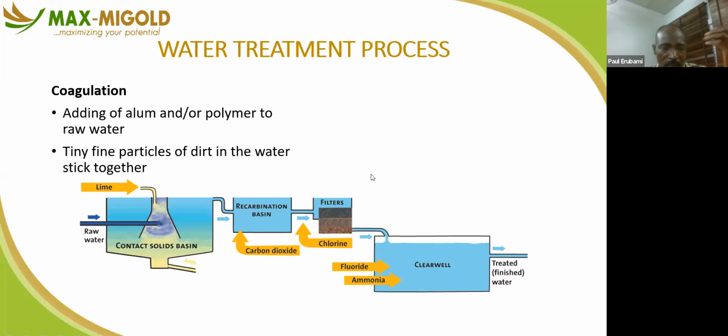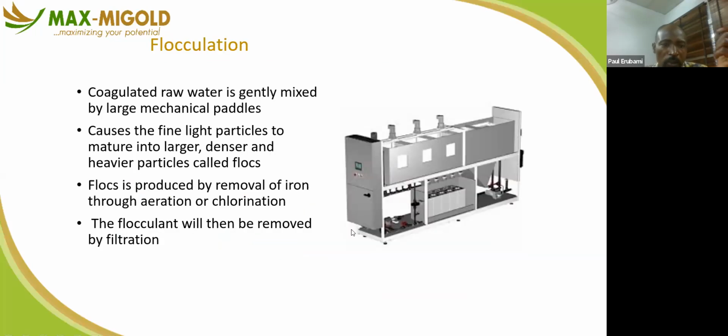So what are the processes? You start talking about coagulation. Coagulation is when you add alum to your water. Then you talk about flocculation.